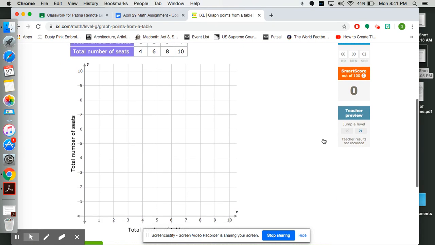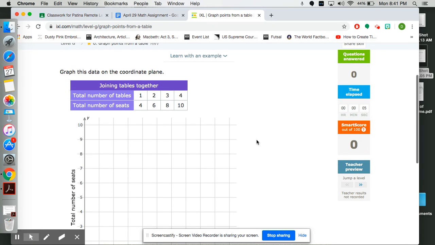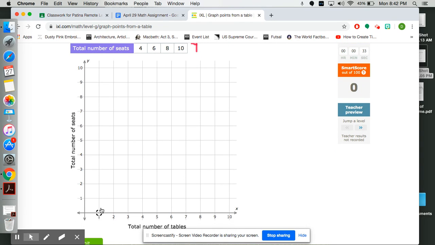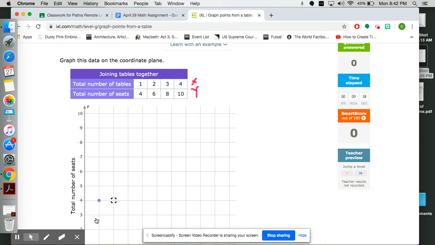All right, so this is a little bit more tricky because I have multiple data points. I have 1, 4, 2, 6, 3, 8, and 4, 10. The first column or the top column is always going to be my X, and the bottom is going to be my Y. So using that information, I'm going to just graph it like I did before. I'm going to do 1 on my X and 4 on my Y for this first point. So 1, 4 has now been graphed. So I'm going to go ahead and just cross that out.